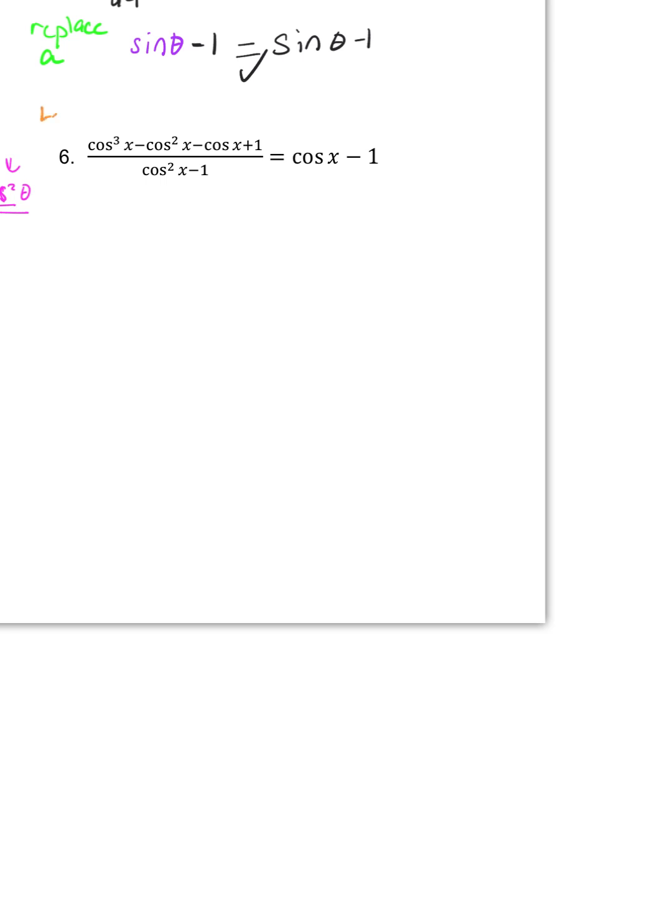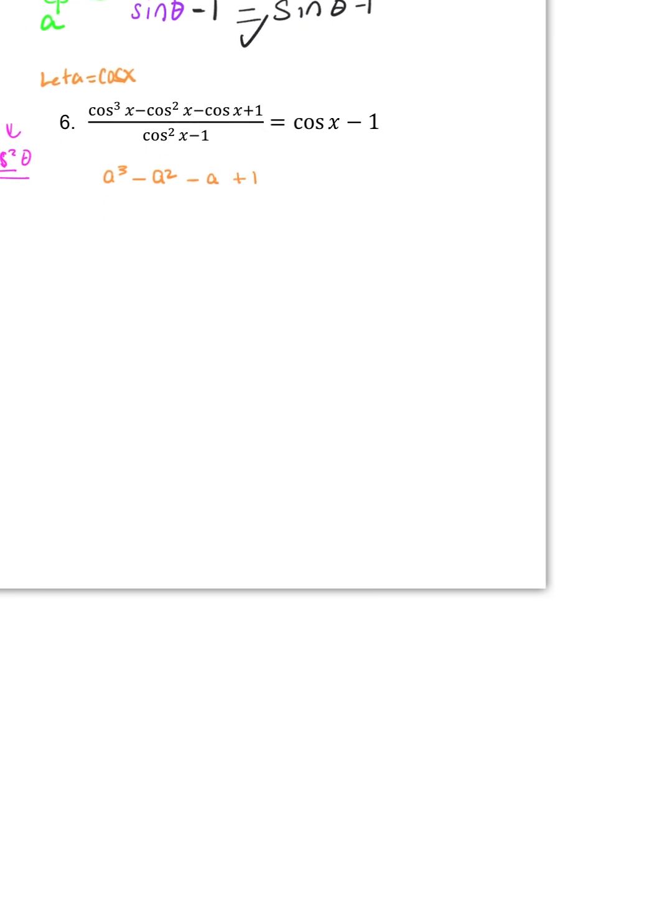So I'm going to let a equal cosine x. And if you think about that, that's just saying I have a cubed minus a squared minus a plus 1 over, let's do a squared minus 1. So now let's just factor.